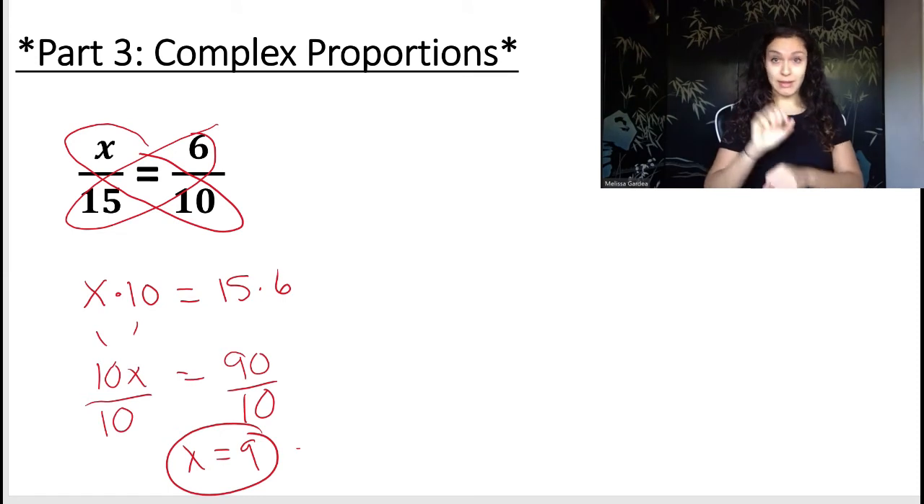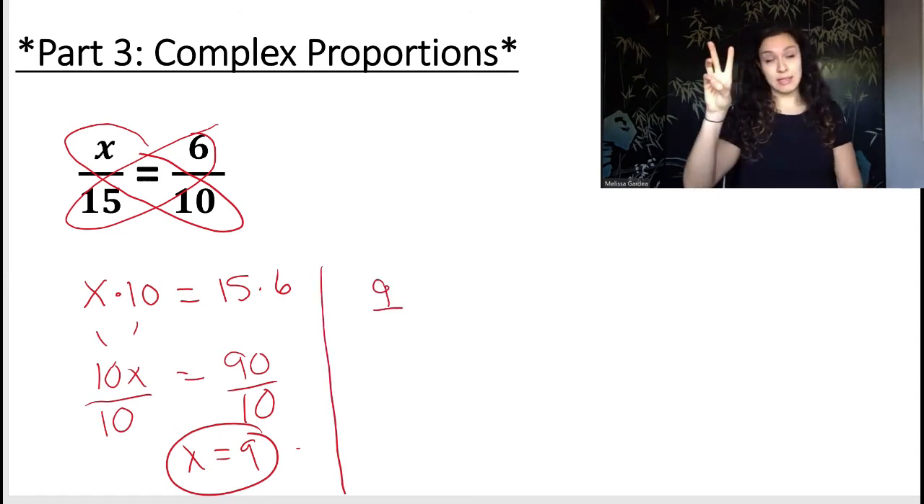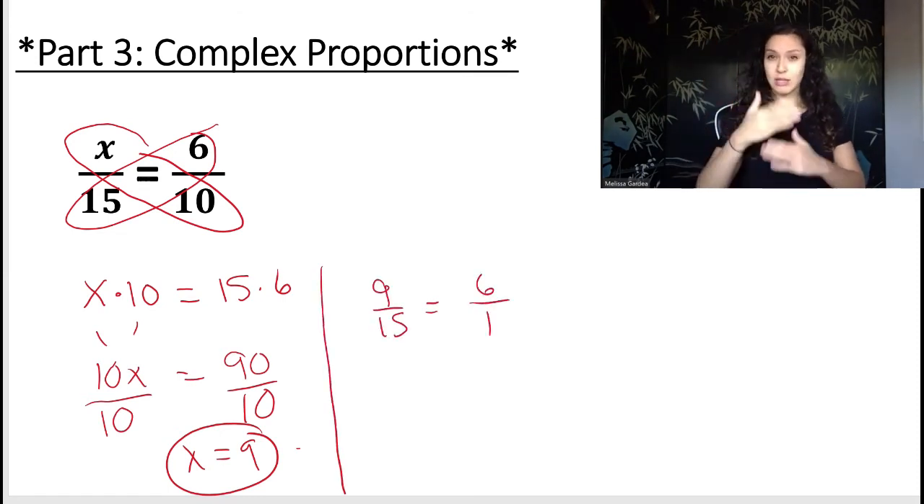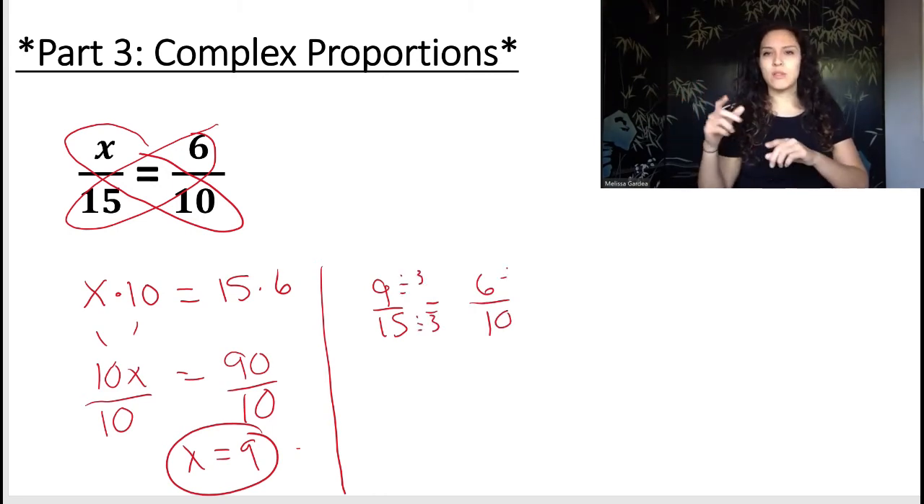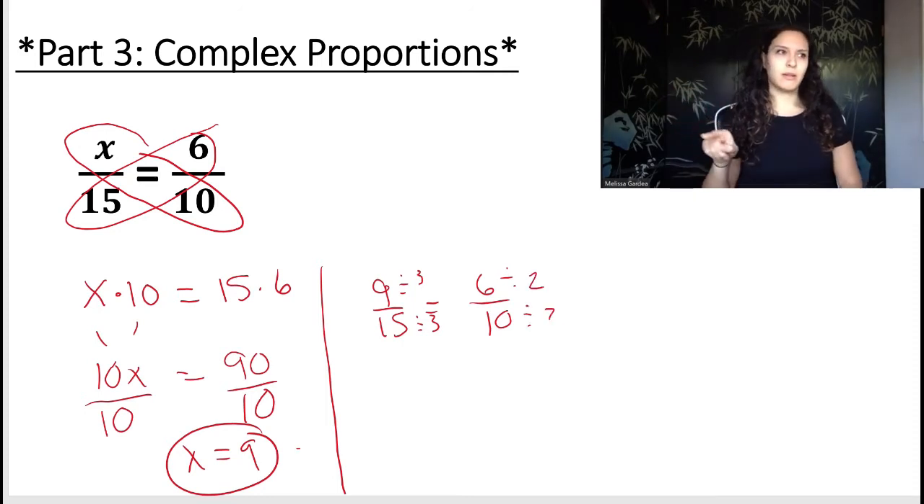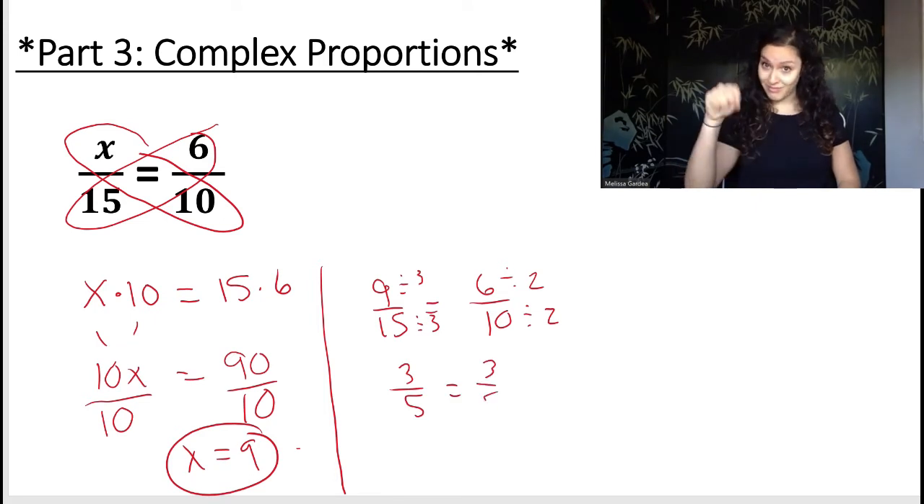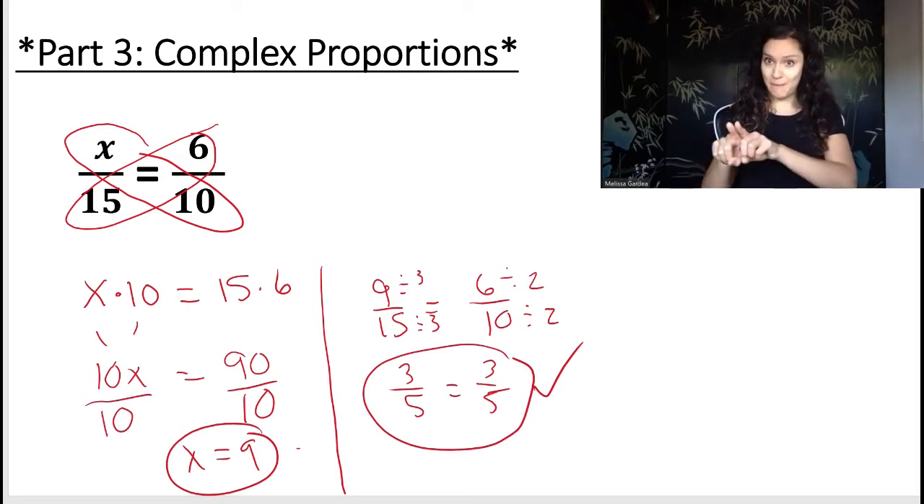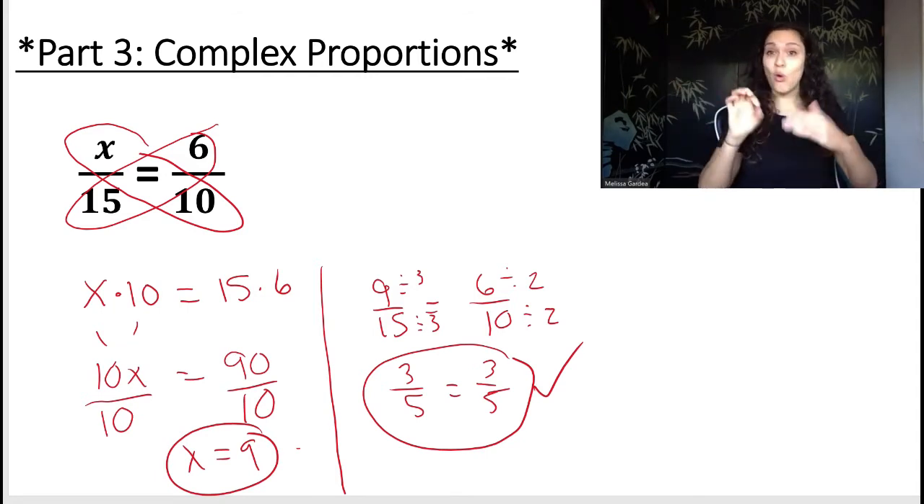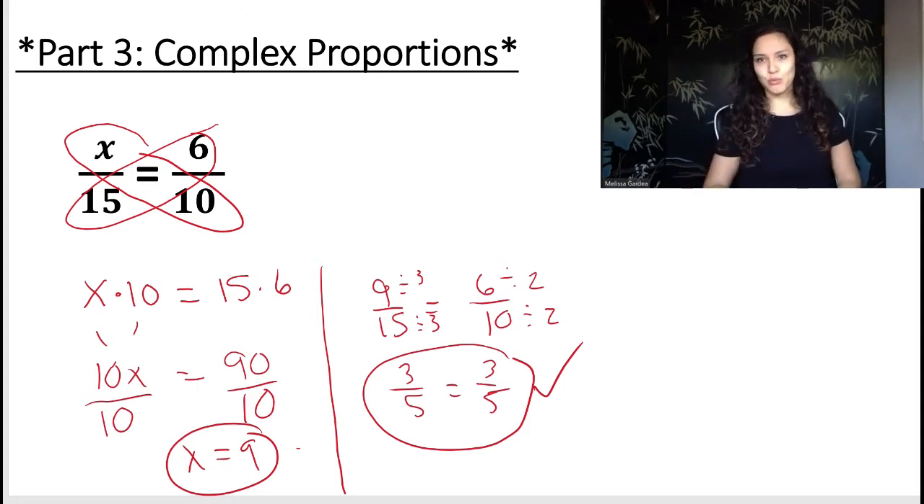Whoa. If you want to check your work, 9 out of 15 equals 6 out of 10. Okay, divide by 3, divide by 3, divide by 2. These ones have a 2 in common. So I get 3/5 equals 3/5. It's true. Remember, it's proportional if both ratios, both fractions, when you simplify both of them, equal the same fraction, the same exact number, even if you made it into decimals, then it's true. They're proportional.